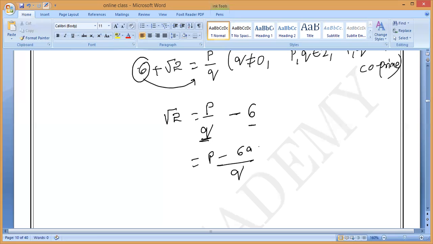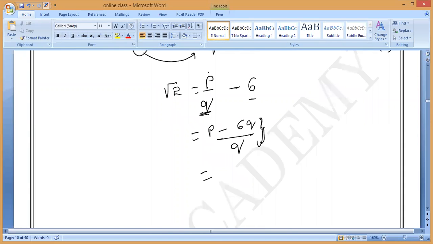It is in the form of P by Q format, correct? So it is a rational number. A rational number minus any integer is rational. Root 2, what is root 2? Irrational, ma'am. Root 2 is irrational. Do you understand? Any doubt?